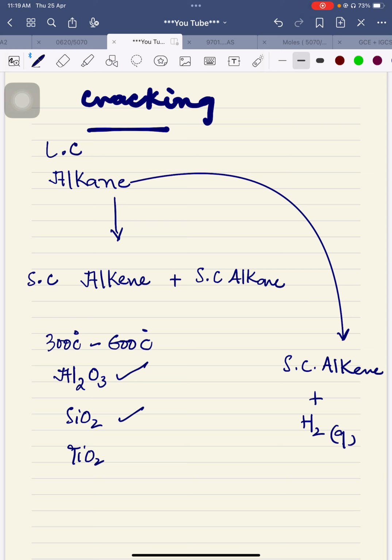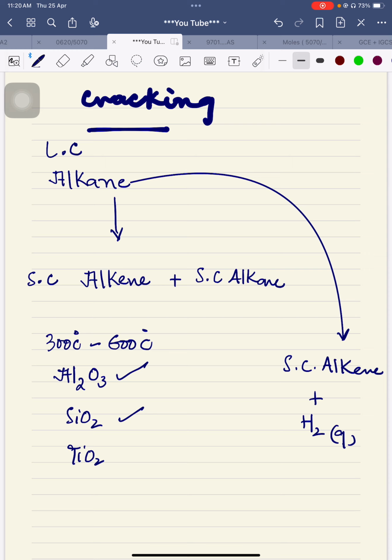Okay, one more thing, a trick which I am telling you. The examiner was asking what is the benefit of cracking. So answer number one, to prepare shorter chain alkane, to prepare shorter chain alkene, to prepare hydrogen gas as well. The examiner may ask about Haber's process, which was a process for the preparation of ammonia, NH3. What was the equation? It was N2 plus 3H2 reversible reaction making 2NH3. So the examiner was asking what is the source of nitrogen gas.